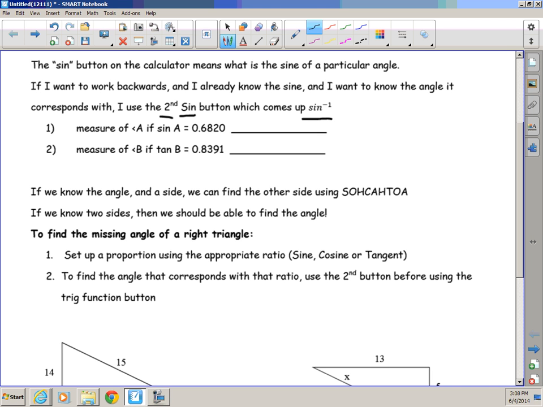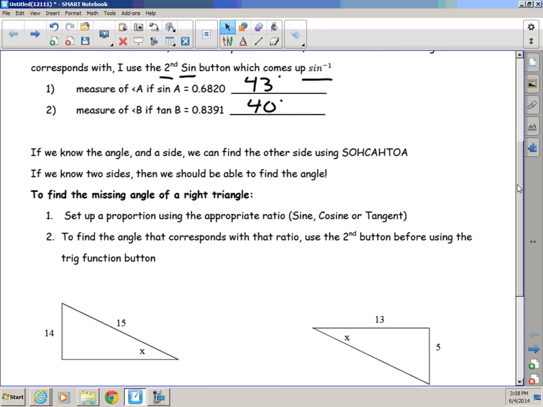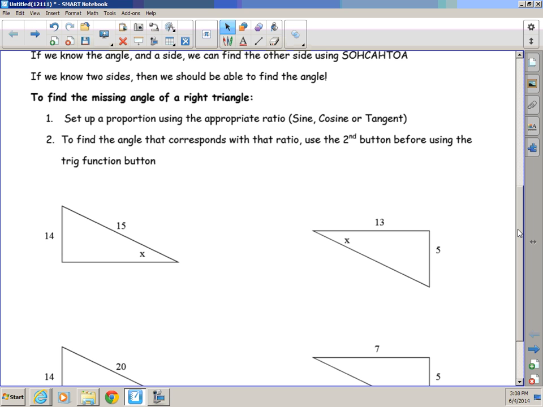So just to practice, if my sine ratio is 0.682, that means my angle is 43 degrees. If my tangent ratio is 0.8391, that means my angle is 40 degrees. Put that there just for you to practice. Now, finding angles is much easier than finding sides. Not that finding sides is difficult, but this requires less work.